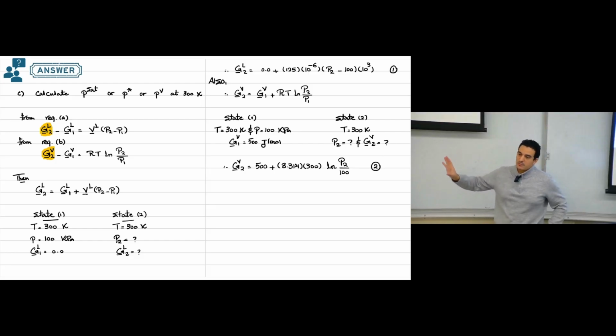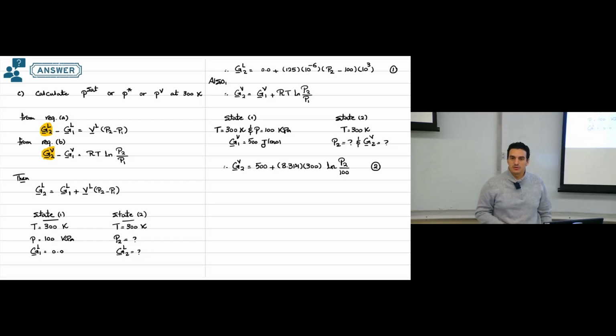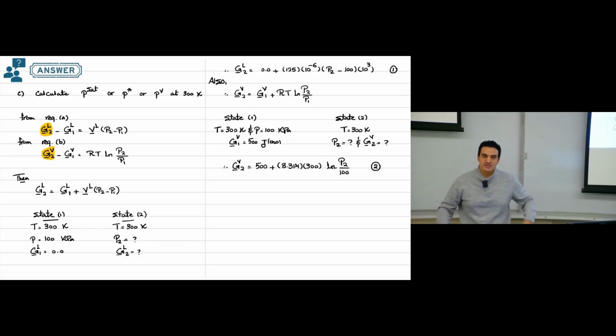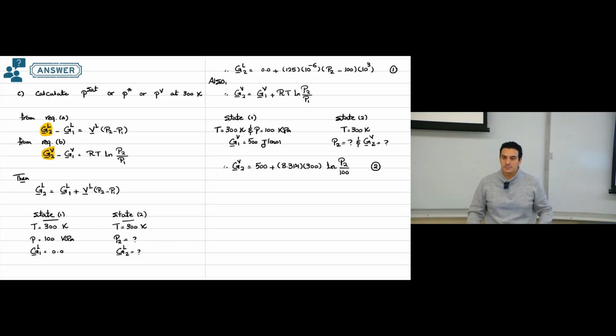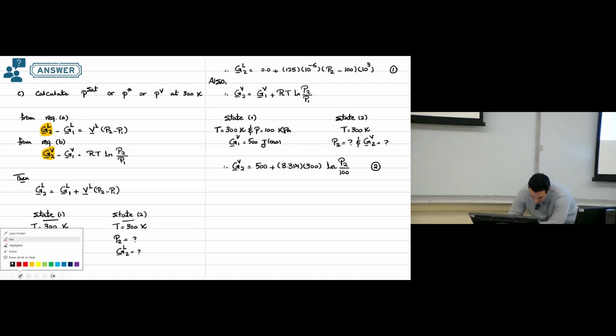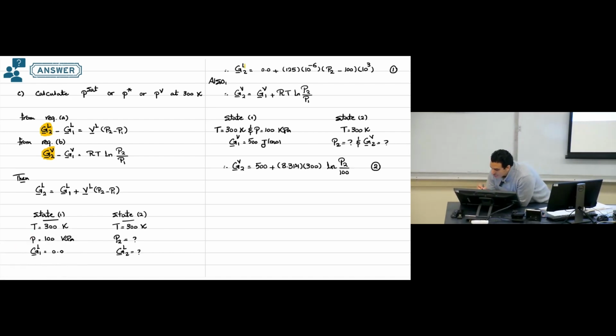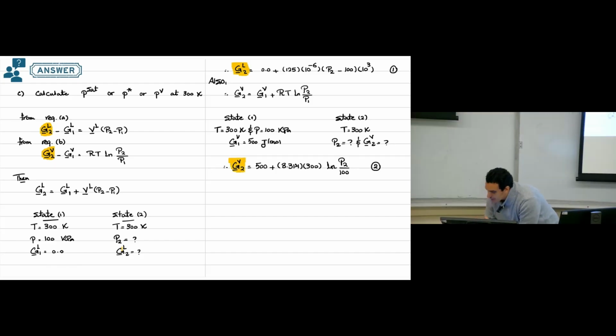So I have equation number 1, which calculates molar Gibbs free energy for the liquid phase at phase equilibrium conditions, at 300 Kelvin and at vapor pressure. I don't know the value of this vapor pressure yet. Equation number 2 calculates molar Gibbs free energy for the vapor phase at 300 Kelvin and at vapor pressure. The key here is that at this condition, molar Gibbs free energy of liquid equals molar Gibbs free energy of vapor. This is the criterion that we have.